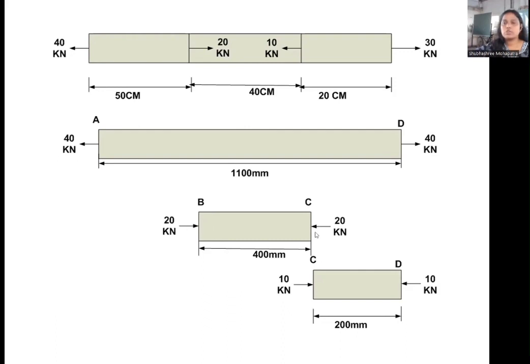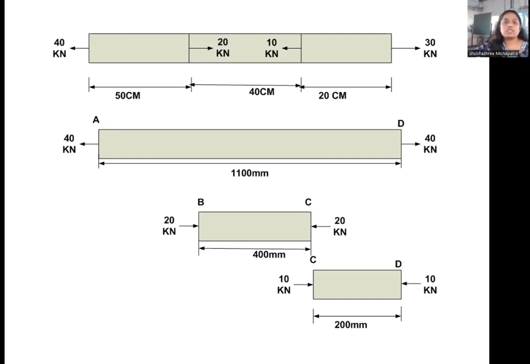At C, there will be equal and opposite forces. So if at B it is 20 kilonewton, at C it will also be 20 kilonewton in this direction. It is creating a compressive force. But at C we require 10 kilonewton, and here we have 20 kilonewton. We have to deduct 10 kilonewton, that means in the opposite direction just put 10 kilonewton here at C. So if C is 10 kilonewton, at D there will also be an equal and opposite force, that means 10 kilonewton in this direction.